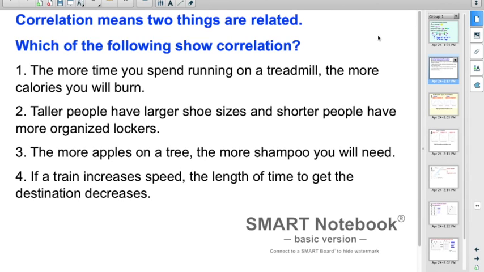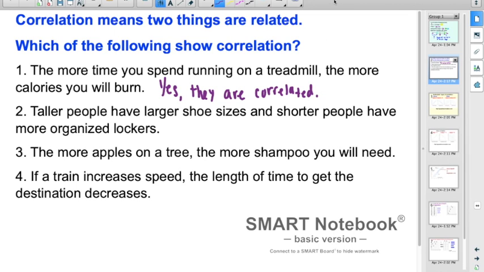So if we are looking at the following examples here, I don't want to give you guys too much, but number one, the more time you spend running on a treadmill, the more calories you will burn. Think to yourself, are those two things related? If I run on a treadmill for a long time, will I burn more calories than if I didn't run for a long time? And hopefully you would see that, yes, these two things are correlated. One causes the other.